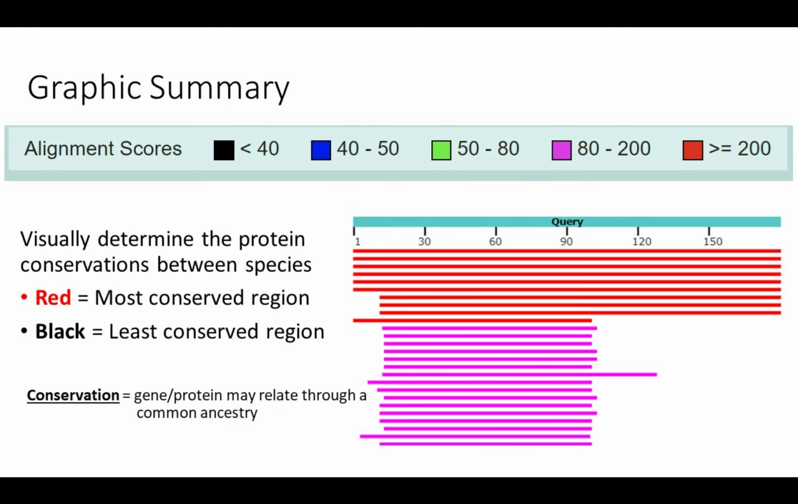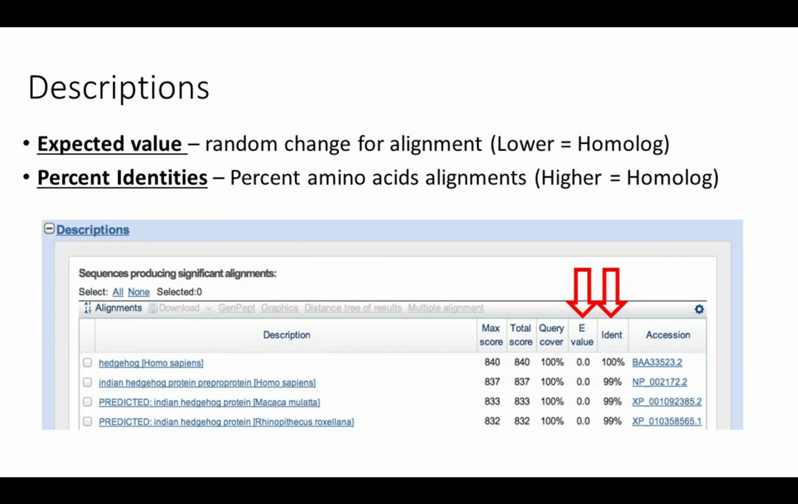So you can either analyze your data only based on the graphic summary, which is perfectly fine, or you can analyze it based on the other one, which is expected value and percent identity. That's another way you can analyze your data. Expected value is the random chance for alignment. So the lower means homolog. The higher the number, the more random chance it is. The lower the number, that means there's no randomness. It's actually there and factual. It actually aligns perfectly. So that's expected value. The lower it is, the better the alignment. The higher it is, it's probably analogous. That means they're not related at all.